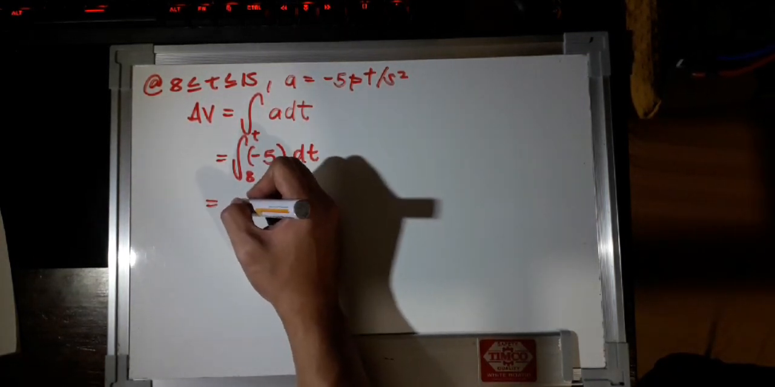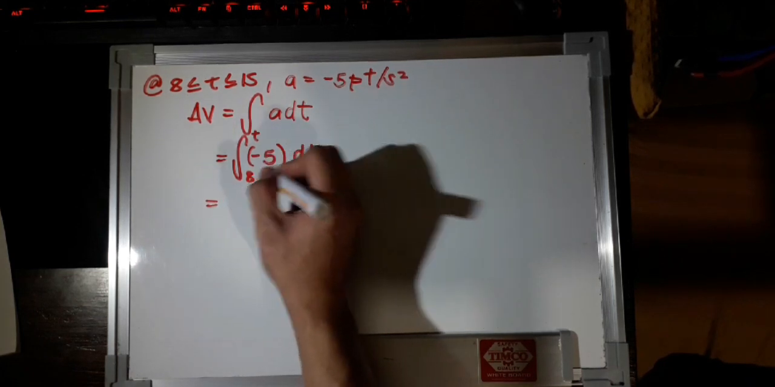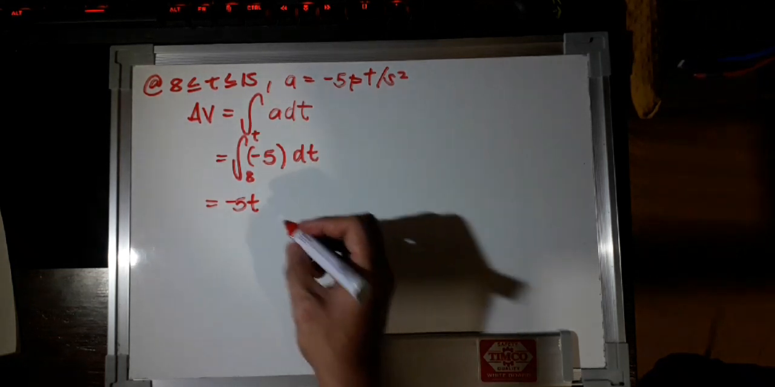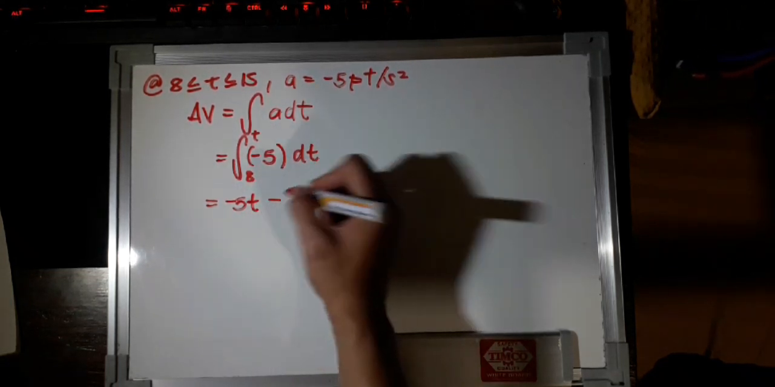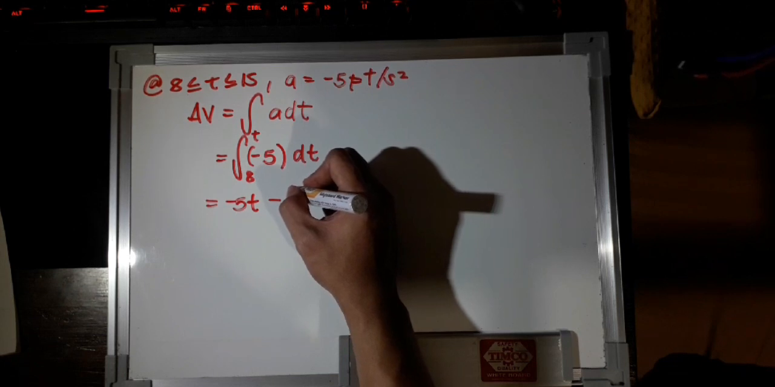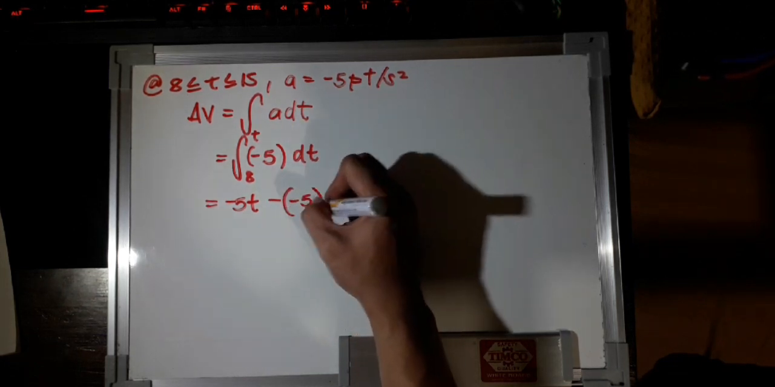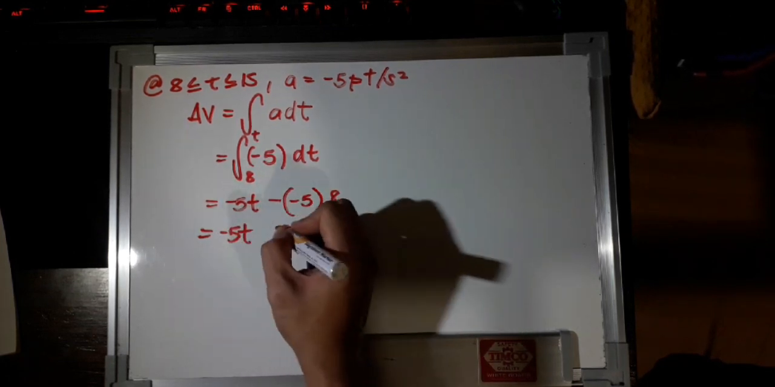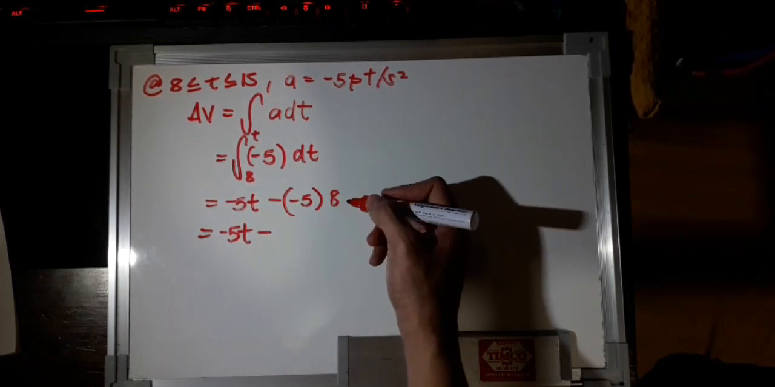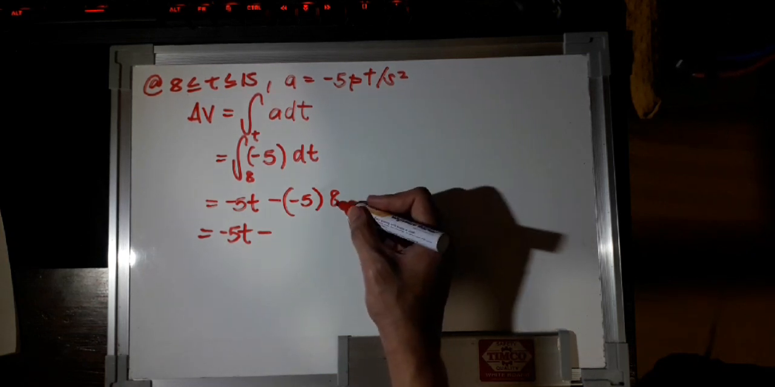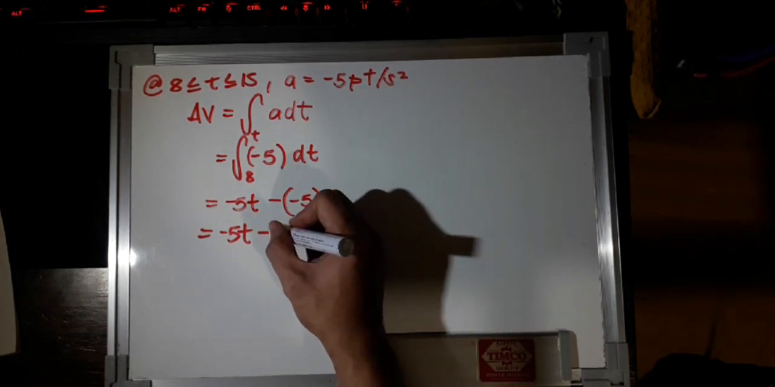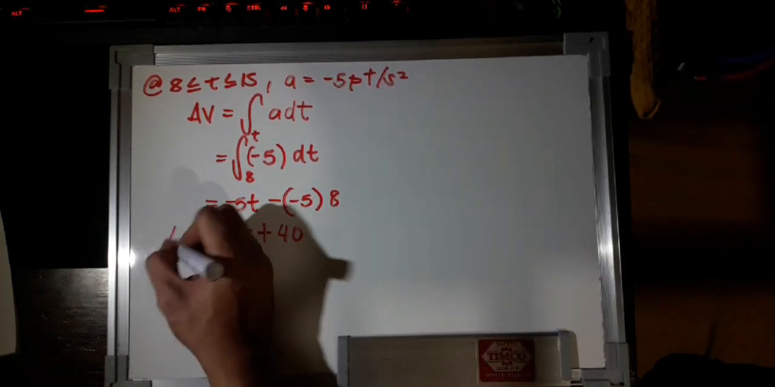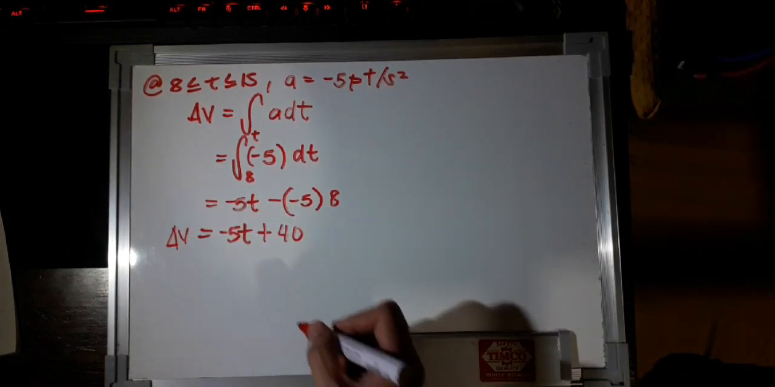So integrating negative 5 dt will give us negative 5t minus negative 5 multiplied by 8. So negative 5t minus negative 5 multiplied by 8, that is negative 40. Negative 40 multiplied by negative will become positive 40. So this is the value for the change in velocity.